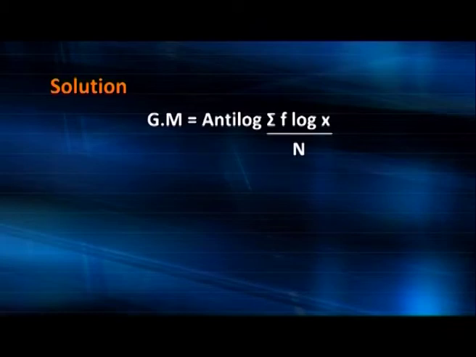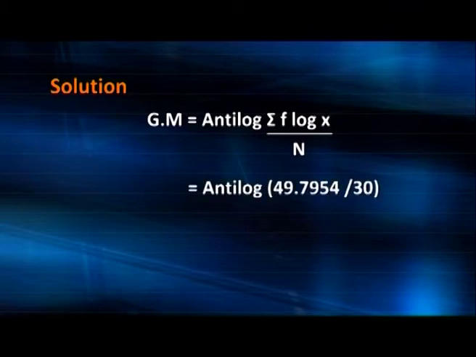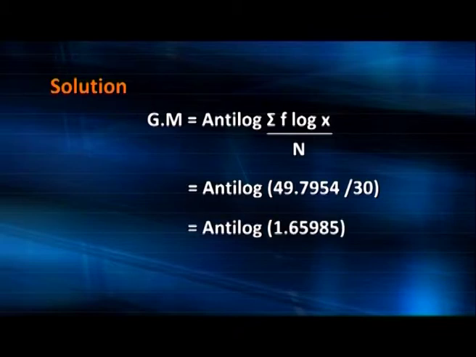Calculate the geometric mean by applying the formula. We get that the geometric mean is equal to antilog of the sigma or total of the product of the frequency with the logarithm value of x variable divided by n, which is equal to antilog of 49.7954 divided by 30, which is again equal to antilog of 1.65985, which is equal to 45.69 as the geometric mean.